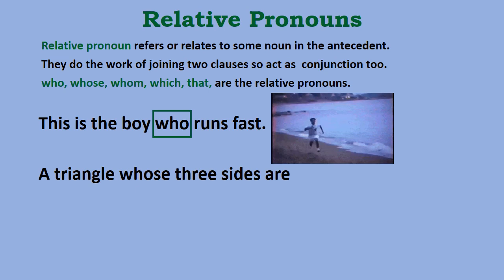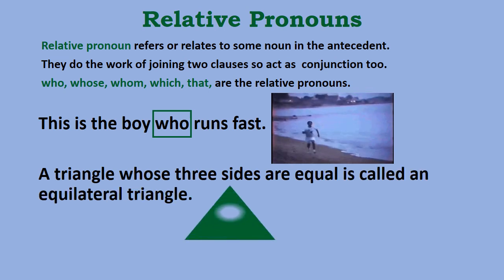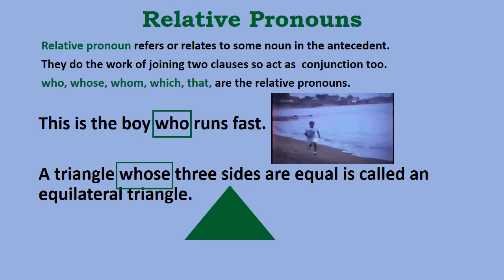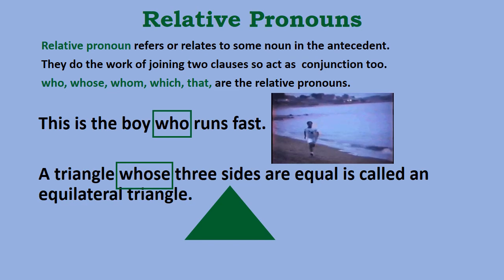A triangle whose three sides are equal is called an equilateral triangle. So here, "whose" is referring to the triangle. Instead of "triangle", we have used the word "whose". It is joining the two sentences. It is a relative pronoun showing the relation between the antecedent and the consequent.